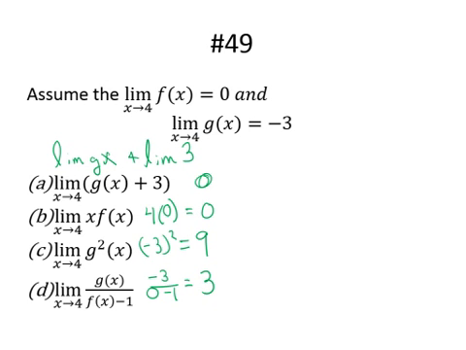So you can still treat the limits with addition and multiplication and all those different properties. All right, that's the end of the first one.